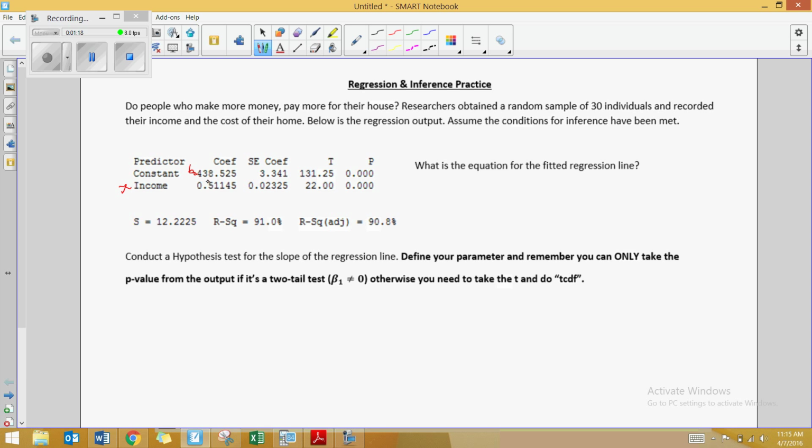Okay, so the coefficient in front of our income, that is our slope. That slope is saying for every increase of x, for every amount that the income goes up, cost, the response variable, is going to go up by this much. That's our slope.